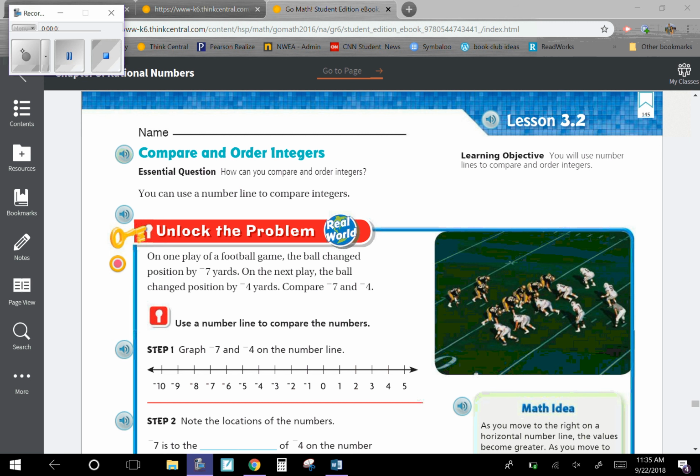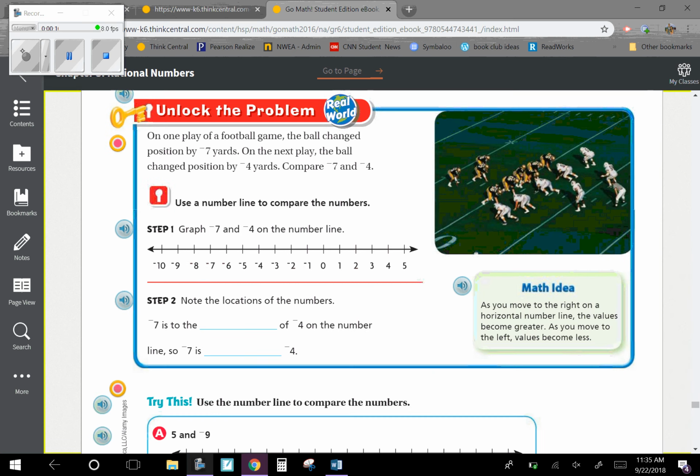Chapter 3, Lesson 2, Compare and Order Integers. Our objective is that you will use number lines to compare and order integers.